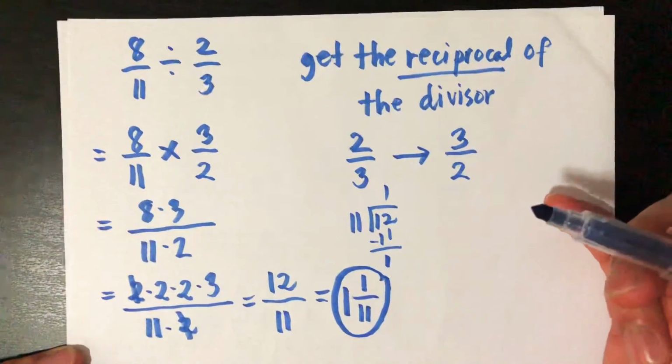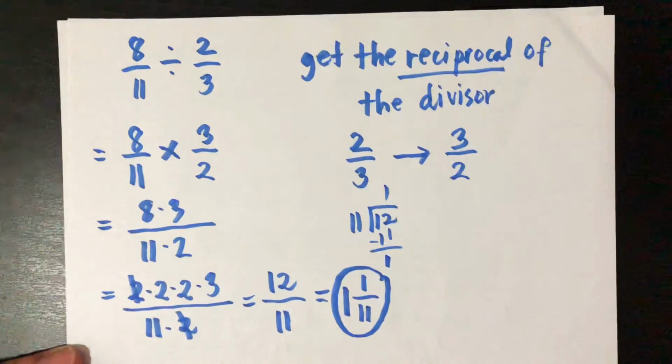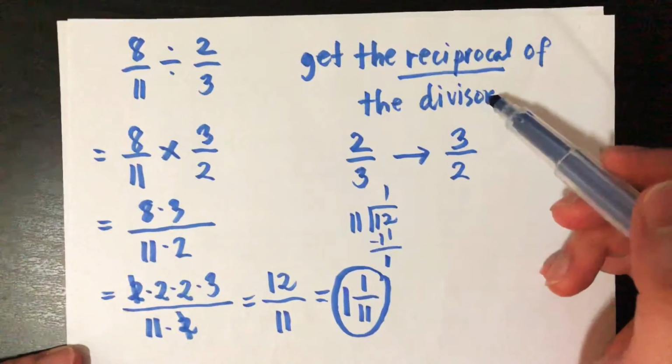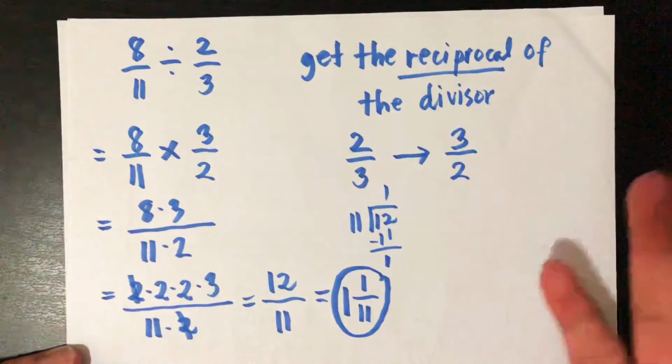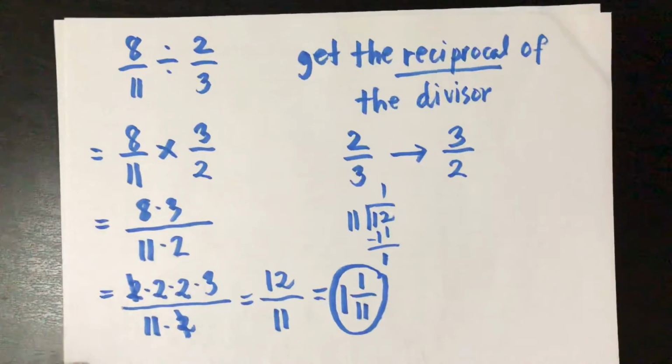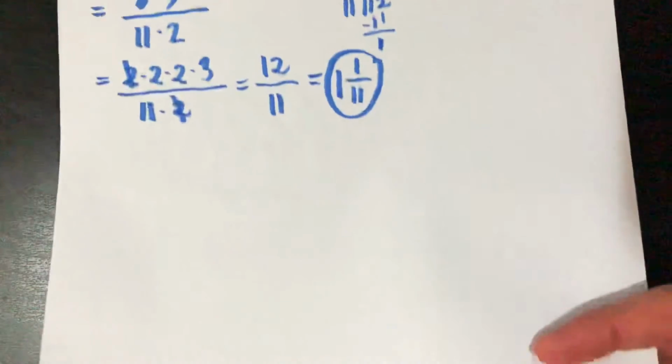Now, it's an easy step. The only new step that we have here is the reciprocal of the divisor. Again, we have a previous video on multiplying fractions. Make sure to watch that. Now, let's go to our second example.